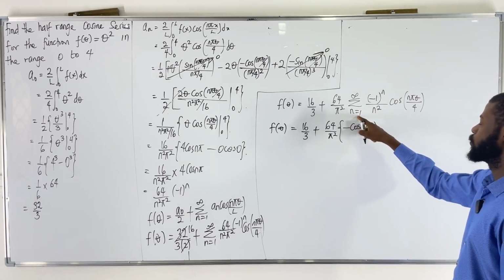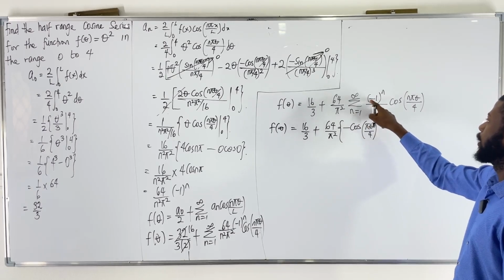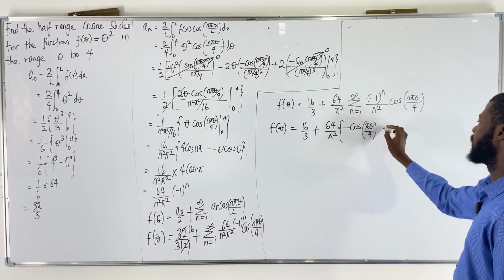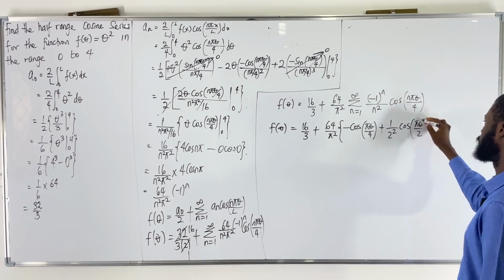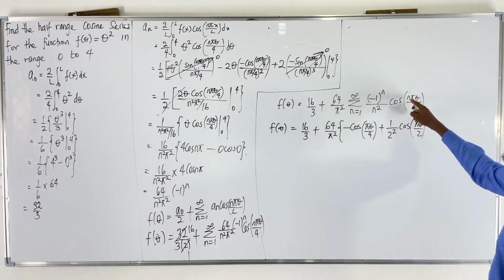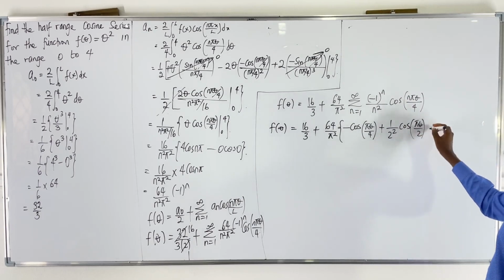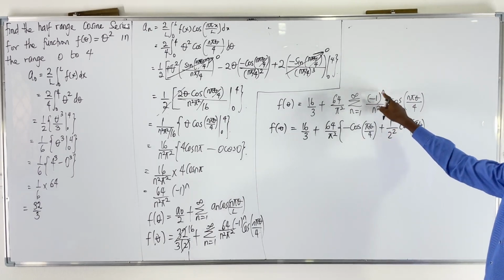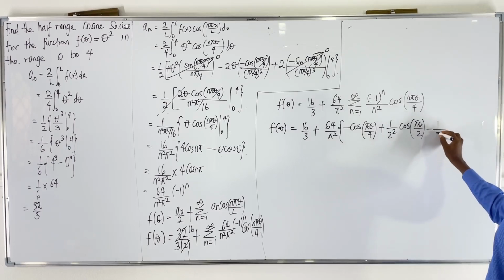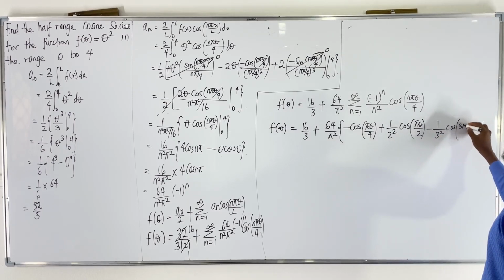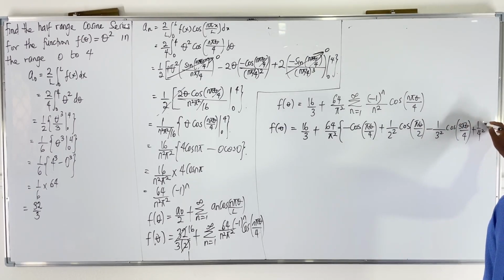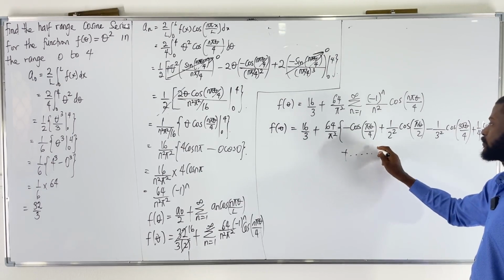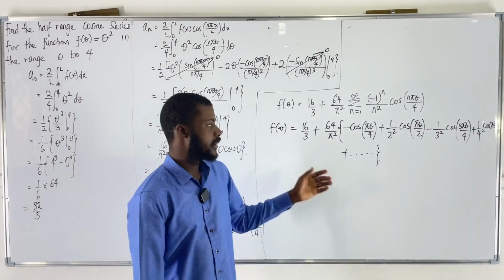Next, let n become 2. Now, if n is 2, minus 1 to the power of 2 will give us 1. So this will be 1 over 2 squared cos pi theta over 2. Because n is now 2, so I've simplified. 2 over 4 will give us half. Next, when n is 3, minus 1 to the power of 3 is minus 1. So this will be minus 1 over 3 squared cos 3 pi theta over 4. And then plus 1 over 4 squared cos pi theta. And then just like that. So this will become the answer to the equation.